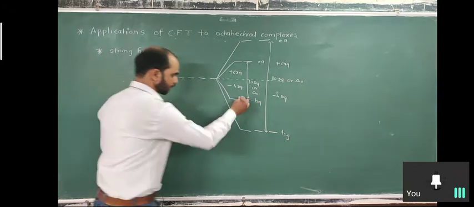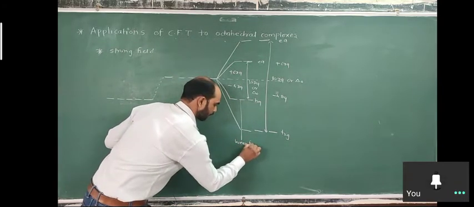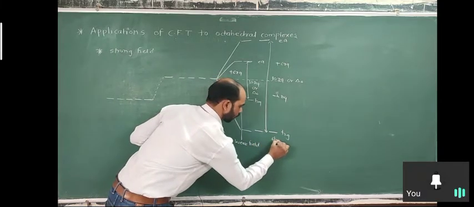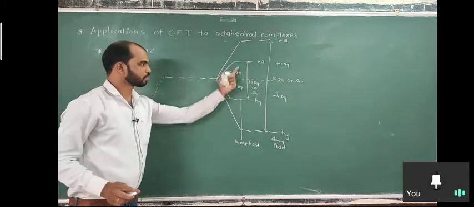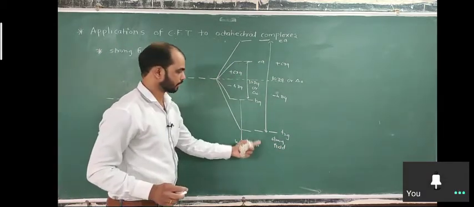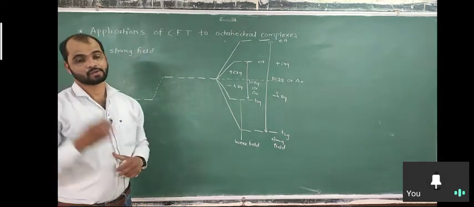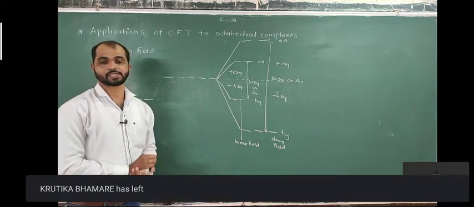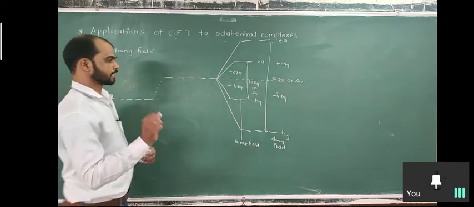So this is the representation: here weak field, and here the strong field. So weak field splitting and strong field splitting. How do we consider it a weak field and a strong field? When we redistribute the electrons and show the splitting in the next point, you will understand.